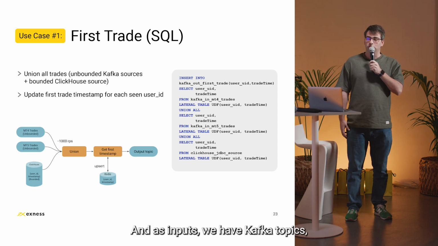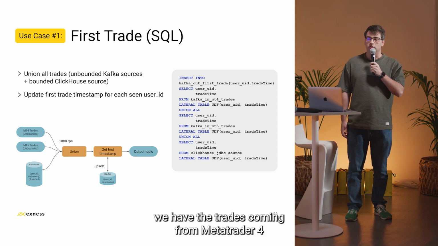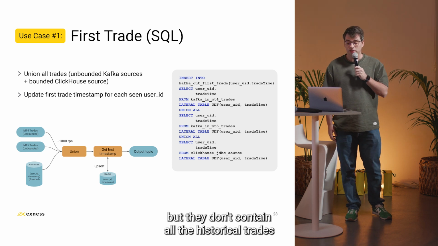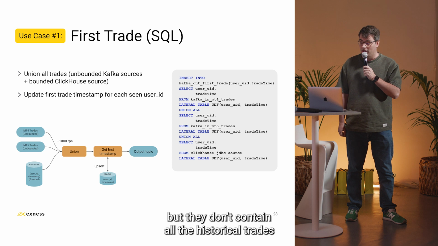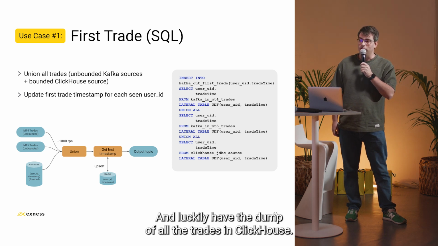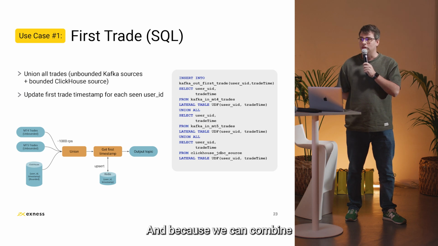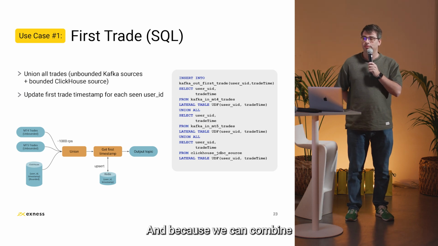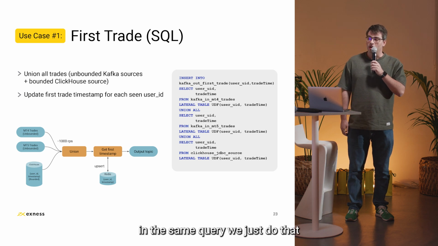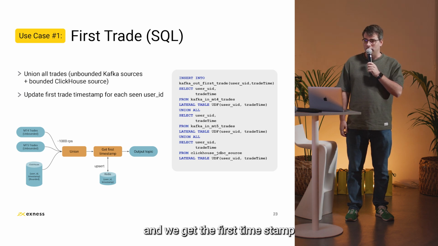And as inputs, we have Kafka topics with the trades coming from MetaTrader 4 and MetaTrader 5, but they don't contain all the historical trades. And we need them. And luckily, we have the dump of all the trades in ClickHouse. And because we can combine batch jobs and streaming jobs in the same query, we just do that.